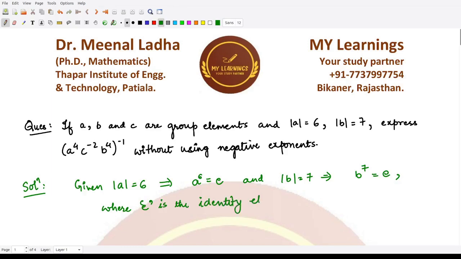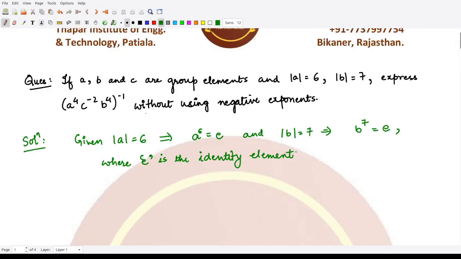So if this is the identity element, they are asking us in the question that we need to express this expression without using negative exponents, right? So we first of all consider this thing. We consider (A raised to power 4, C raised to power minus 2, B raised to power 4), whole raised to power minus 1. Now what you can do, you can use the socks and shoe property, right?